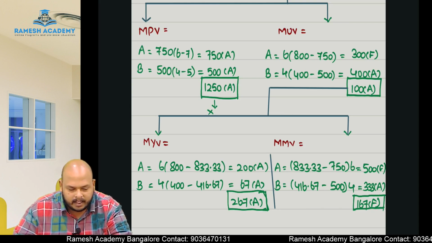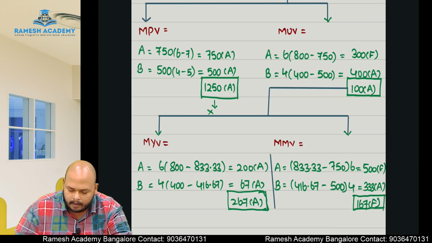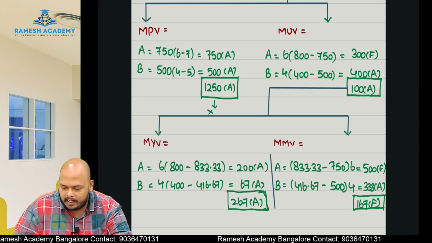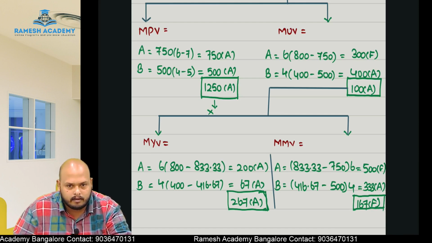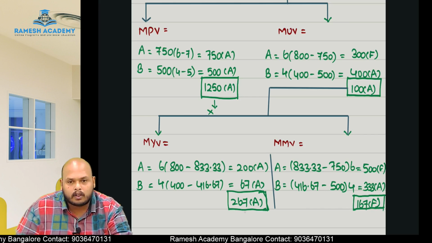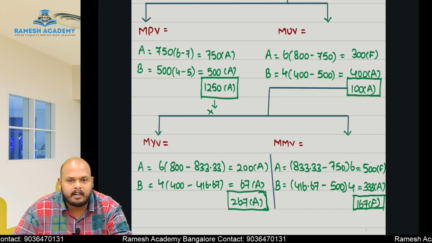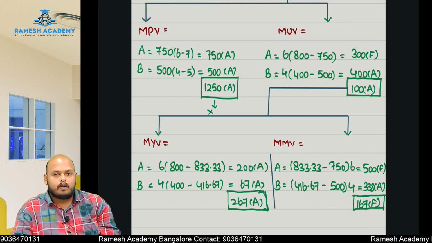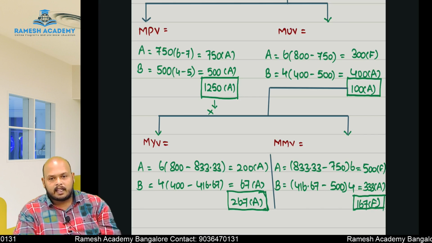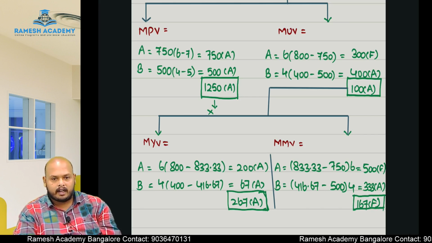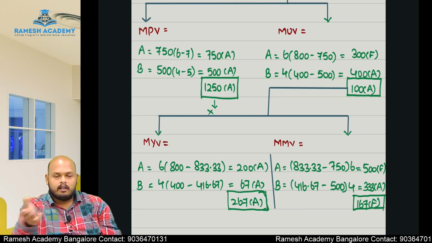Now material usage variance is equal to, what is the formula we can use? Yield variance plus mix variance. That is called usage variance. What is the yield variance you got? 267 adverse. What is the mix variance? 167 favorable. So the difference here is nothing but 100 adverse. That is called usage variance.